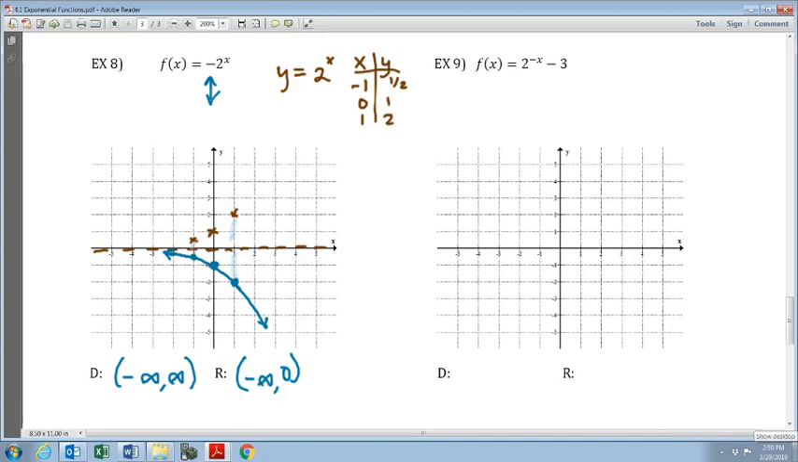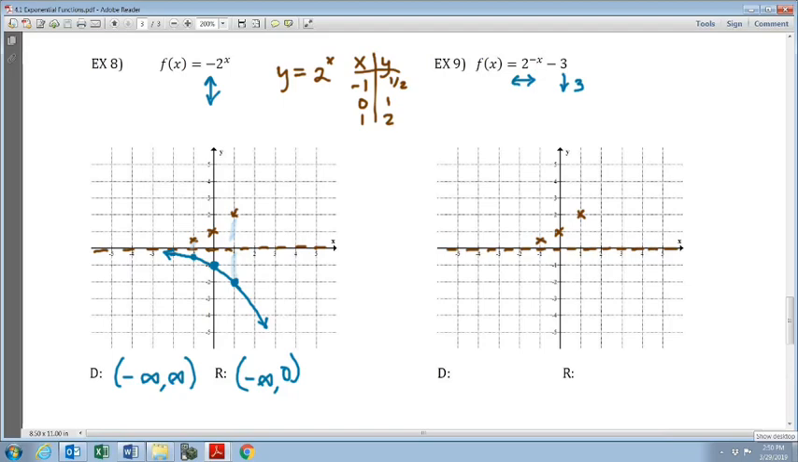Alright, so let's look at example 9 now. In fact, again, I would encourage you to maybe try that one and then listen to what the video has to say. Alright, so same parent. Notice this time we have a reflection across the y-axis because the minus is with the x. It's not out in front of the function. And that minus 3 is going to cause a vertical shift down 3 since the 3 is completely separate from the function and from x.